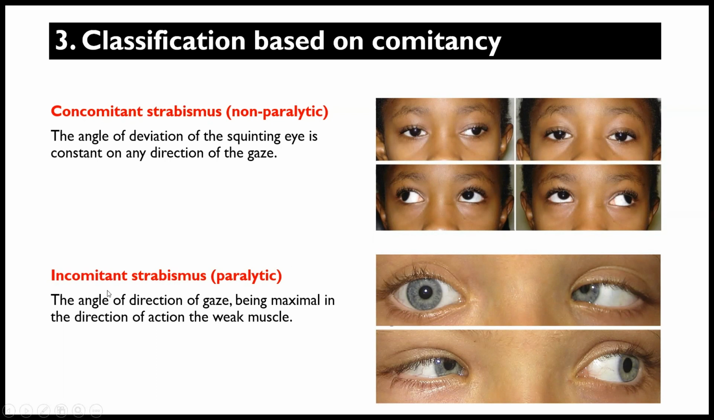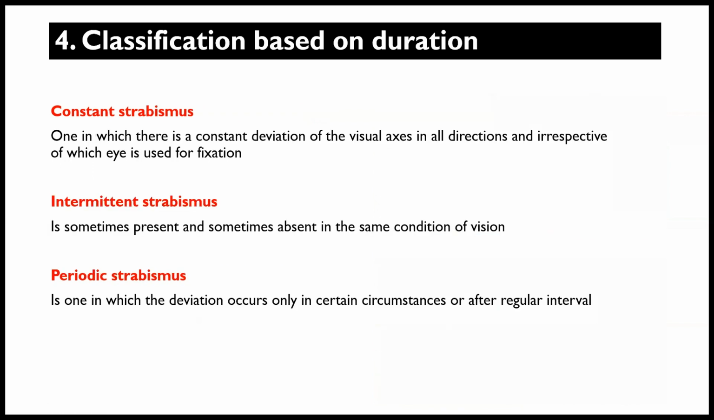Then we have incomitant strabismus. Here the difference is that the level or angle of deviation is not equal all over. There are some parts where you'll find a lot of deviation, for example when you look at this one compared to when they are looking at a different angle. This is normally because of a very weak eye, and that's why it's normally referred to as paralytic strabismus.